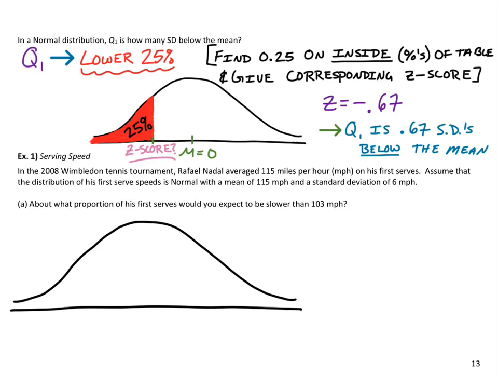So let's label it then with the capital N parentheses notation. So N(115, 6), right? Mean, comma, standard deviation.